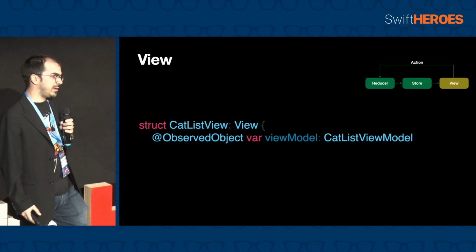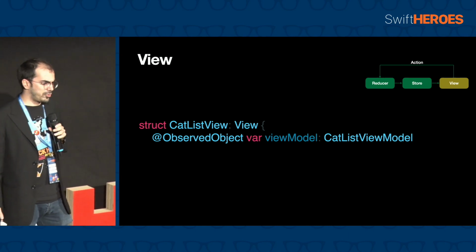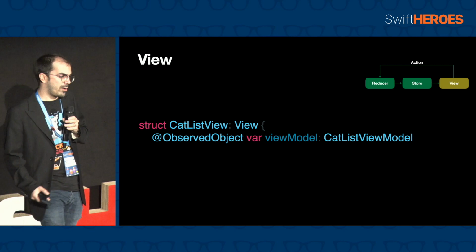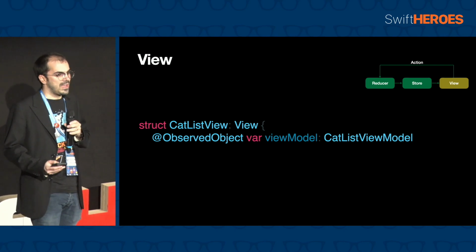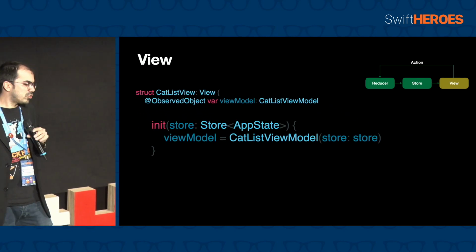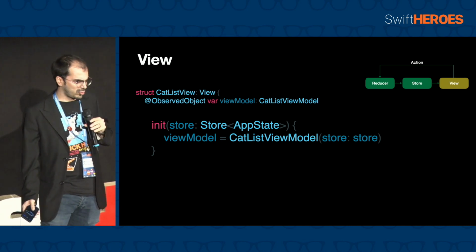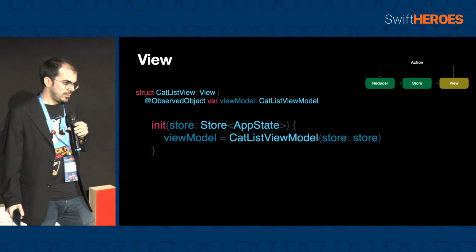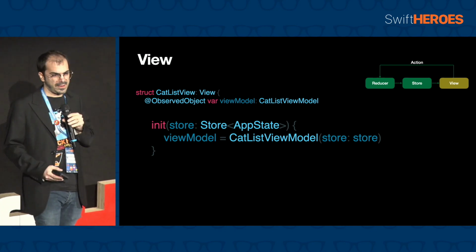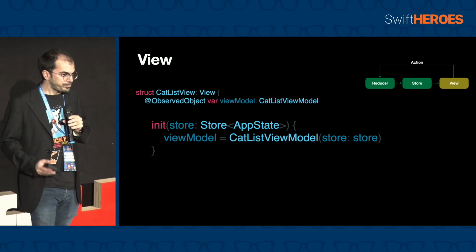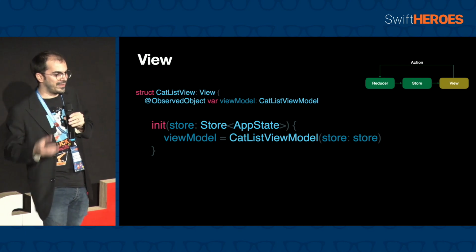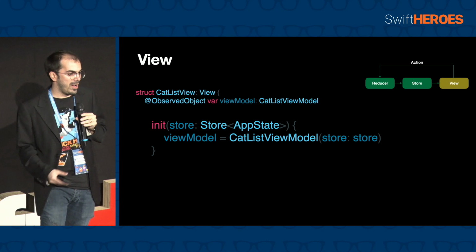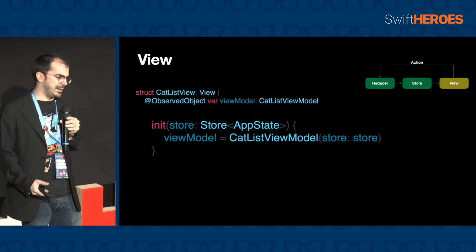So let's start from the view. The view is a simple SwiftUI view with a view model, which is, of course, an observed object, and an initializer in which we pass the store of AppState. This is the first element from ReSwift. The store is declared directly in ReSwift. Of course, you see here that the store is referring to the entire AppState and not to a local AppState. We will see it later.